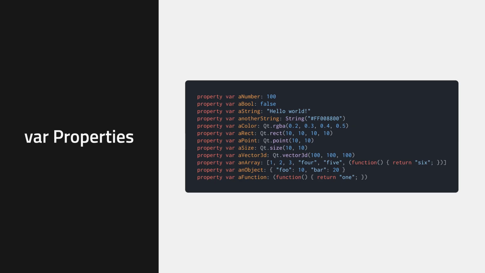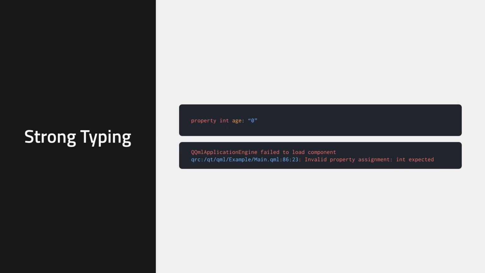It is worth noting that using var allows you to assign values of different types to the same property at runtime without the QML engine reporting an error. This offers flexibility but sacrifices type safety, making the code harder to debug and potentially less performant. Strong typing is a best practice in QML as it prevents the assignment of wrong values, makes code easier to read, and allows for better tooling and performance optimization.